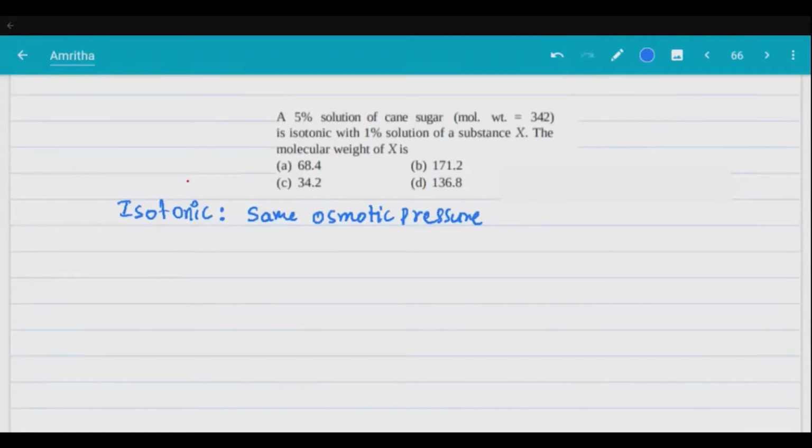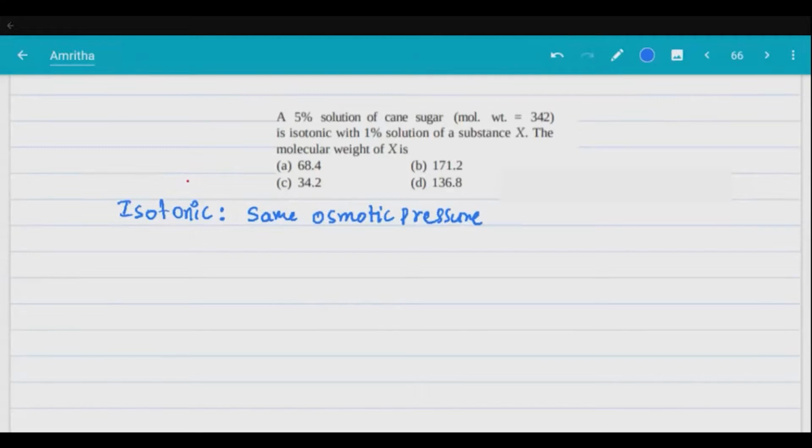Otherwise, you might have observed that there is a change in pressure. So what will happen? Sometimes blood goes backward into the saline, or swelling will occur, if it is not properly concentrated. But if it is isotonic, the saline pressure and blood pressure are equal, then that can be safely injected. So that means osmotic pressure must be the same.